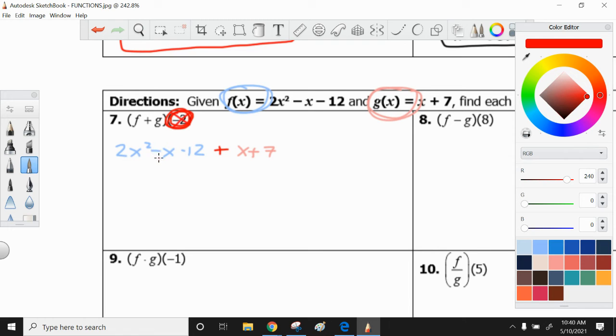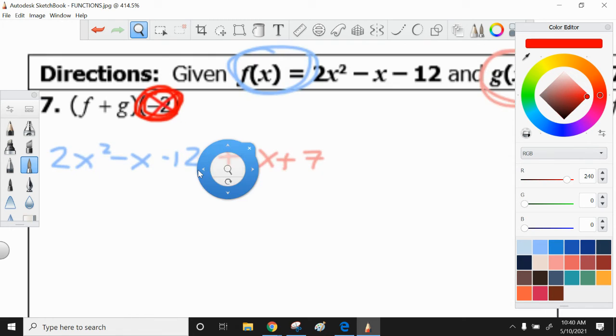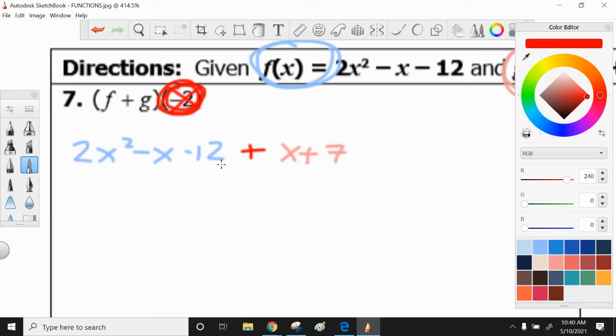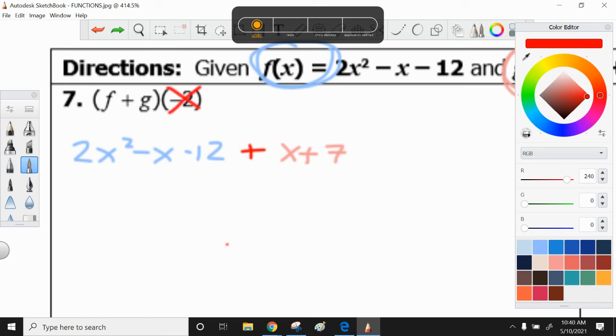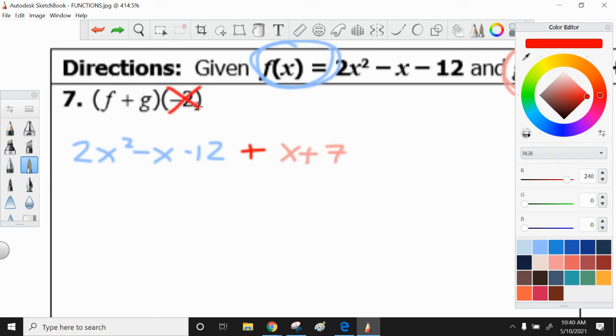Now, we have 2 choices, okay? We can go right now and put the negative 2 into all the x's, or we can wait until we simplify this a bit and then put it in, okay? It's not going to make a difference in the answer. It will just kind of determine how you go about solving the question. What I'm going to do is I'm just going to go ahead and pretend like the negative 2 is not there, and then we'll put it in later.